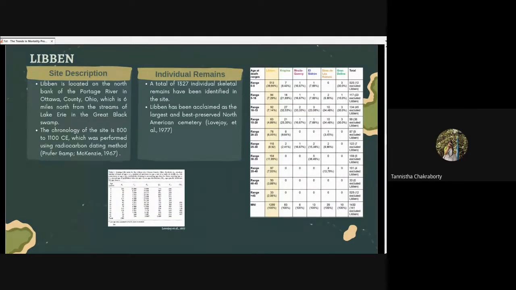The last site that I'm going to talk about is Liban. It is located on the northern bank of Portage River in Ohio. The chronology of this site is much younger in comparison to the last ones I was talking about. It's around 800 to 1100 CE, which was found through radiocarbon dating. The site provides 1,327 individual skeletons, and it is claimed that it has the largest and the best preserved North American cemetery.